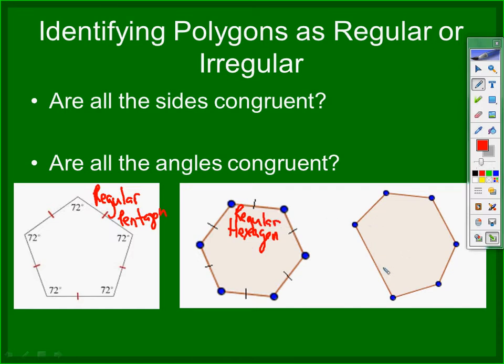And in our example here, we have 1, 2, 3, 4, 5, 6 sides, so we're still talking about a hexagon, but it's very apparent that this side here is longer than the other sides, and it looks like some of these other sides are shorter. This is an irregular hexagon.